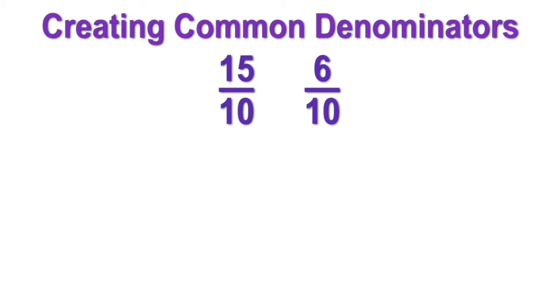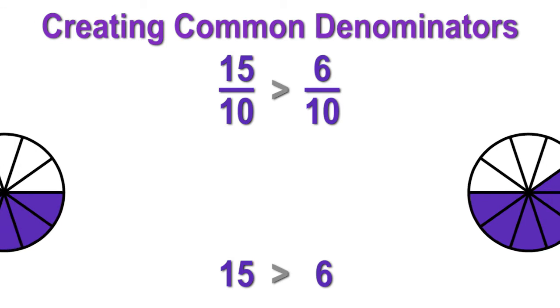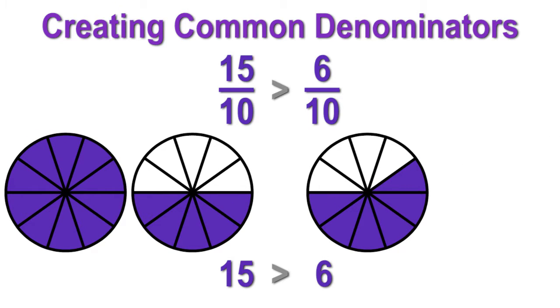Since the denominators are now the same, we can more easily compare the fractions. Both fractions are now represented as a number of tenths. Therefore, the larger numerator represents the larger fraction. 15/10 is greater than 6/10, since 15 is greater than 6. We can check our reasoning with a visual representation in which we can easily see that 15/10 is greater than 6/10, or 3/5.